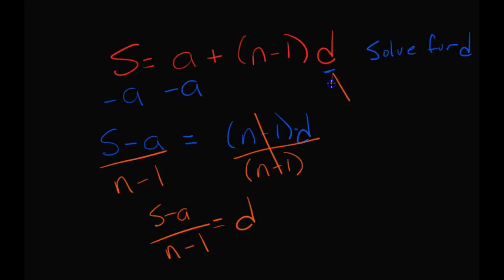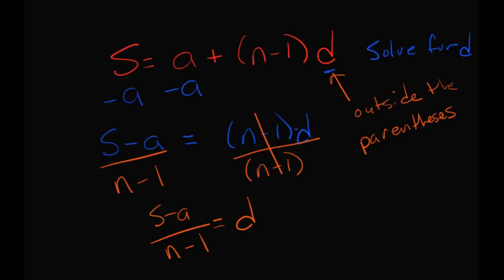And notice, d is outside the parentheses. So since the variable is outside the parentheses, we don't need to do the distributive property. We probably don't want to do the distributive property. Okay?